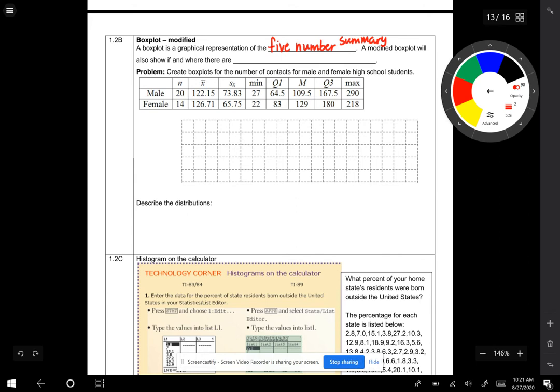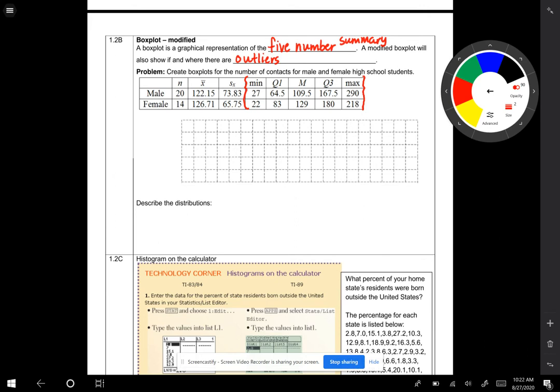A modified box plot would also show if and where there are outliers. Since we're only interested in the 5-number summary, we're interested in these last 5 columns. And we're not interested in the sample size or the average or the standard deviation. We have this big little graph and we need to figure out how to scale it.